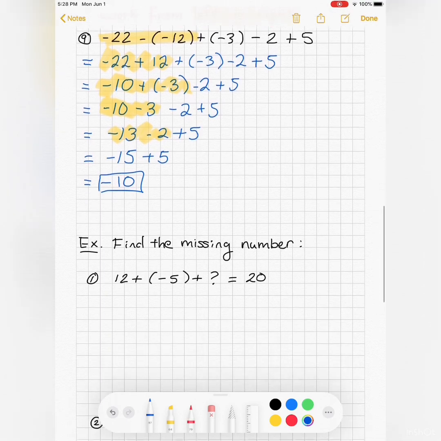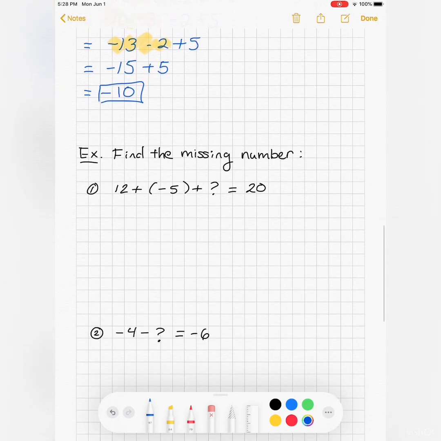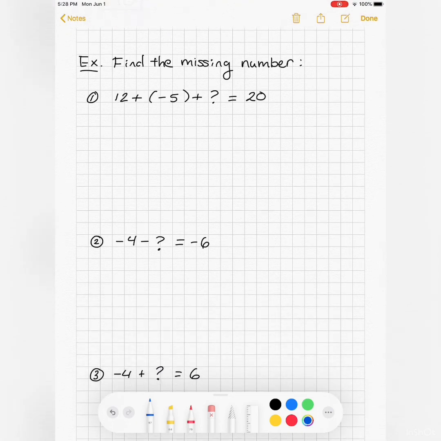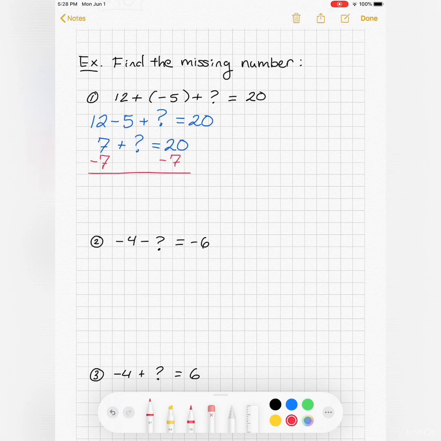Okay, how does this work? Find the missing number. Okay, maybe I'll start by simplifying a little bit on the left side. So 12 plus negative 5 is the same as 12 minus 5. 12 minus 5 is 7. Okay, 7 plus what number is 20? So I can answer this by actually subtracting 7 from both sides. So the mystery number would be 13.